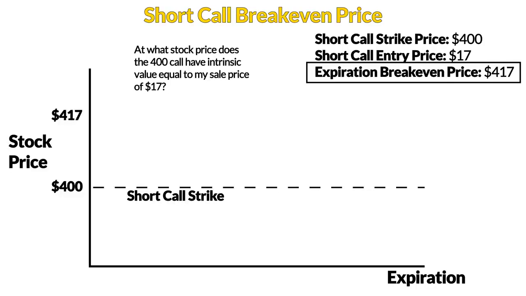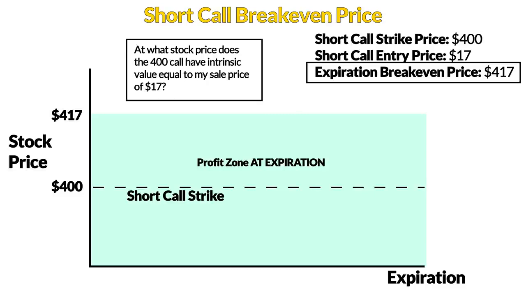Why is that the break-even price at expiration? Well, at what price does Netflix stock have to be for the 400 call to have intrinsic value equal to what I sold the option for? Meaning if I sold the option for $17, at what price does the option have $17 of intrinsic value? Well, it's the strike price plus what I received for selling the option. So it's $400 plus $17, which gives me a break-even price of $417.